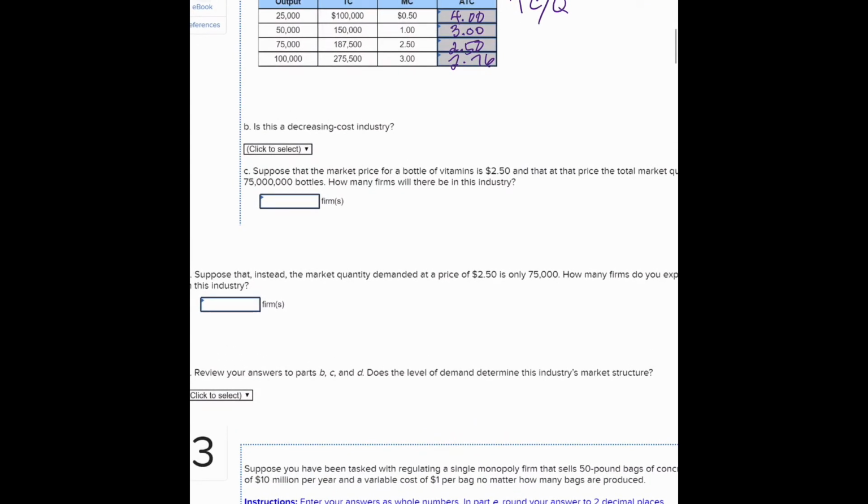B says, is this a decreasing cost industry? The answer is no, and the reason we can say no is because it doesn't decrease at every output level. So it does decrease here, here, here, but then we have an increase. So we can, by definition, say no, this is not decreasing cost.